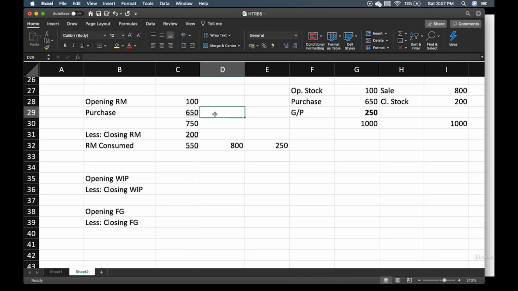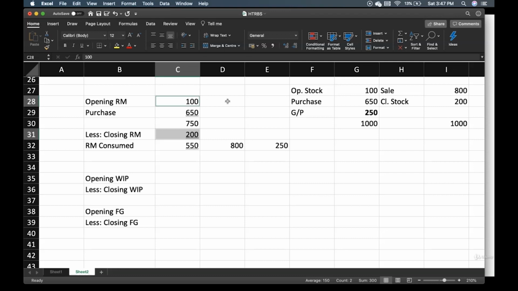This should be treated as part of your cost. So what happens when your closing balance is greater than opening balance? Obviously you will get a negative figure, and that negative figure will go to reduce your cost. On the other side, what will happen when your closing stock is lesser than opening? You will get a positive figure. It means it is getting added.